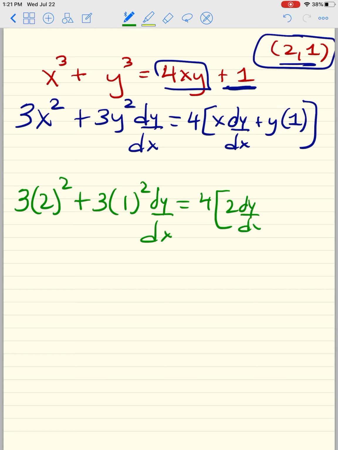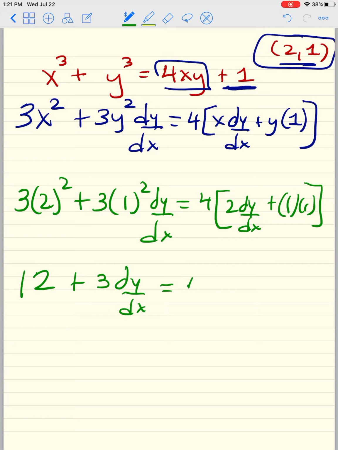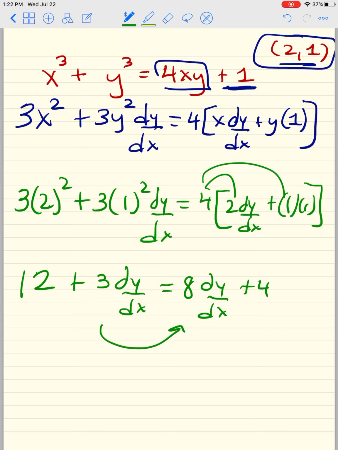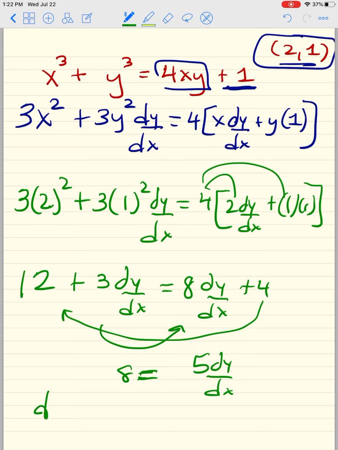Then I'm going to have 2 dy/dx plus 1 times 1. This here is going to be 2 squared is 4 times 3 makes 12. 1 squared is 1. That's 3 dy/dx. This right here, 4 times 2 dy/dx is 8 dy/dx. 4 times 1 is 4. If I subtract 3 dy/dx there, I end up with 5 dy/dx. If I subtract 4 here, I end up with an 8. So 8 equals 5 dy/dx. Therefore, dy/dx is equal to 8/5.